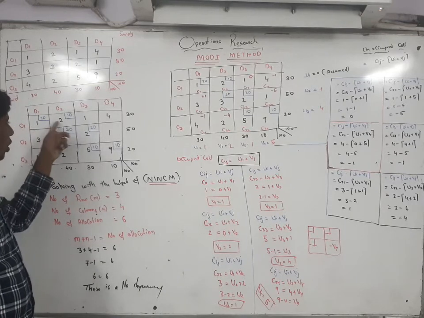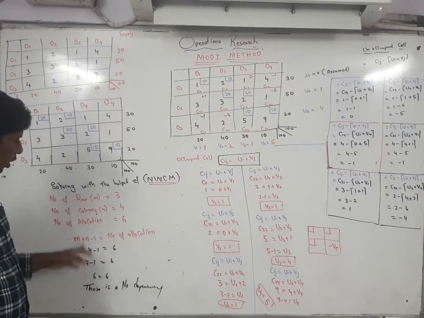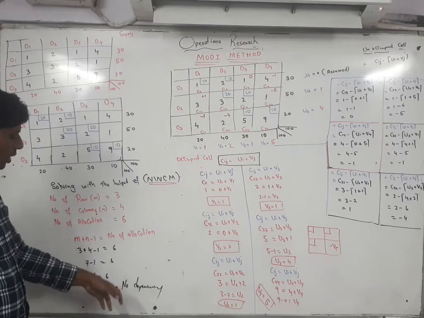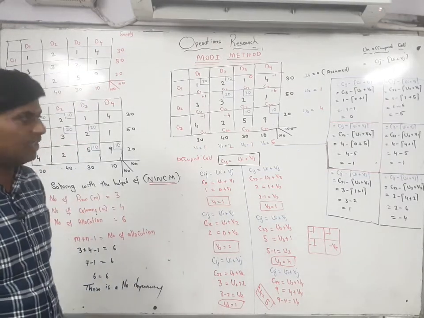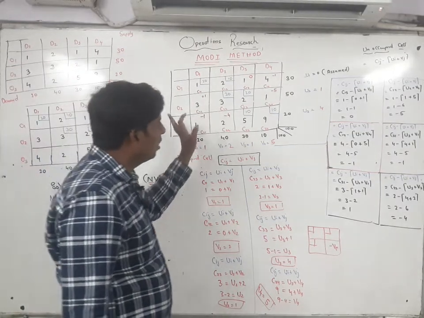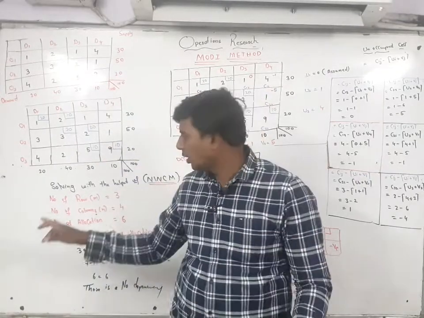So here I got the occupied cells and unoccupied cells. Here we have the number of rows and number of columns. With the help of this formula we find out whether the degeneracy is there or not. So in this problem, no degeneracy is there.